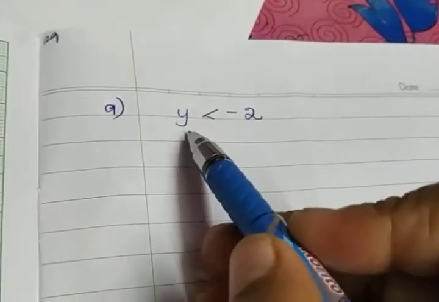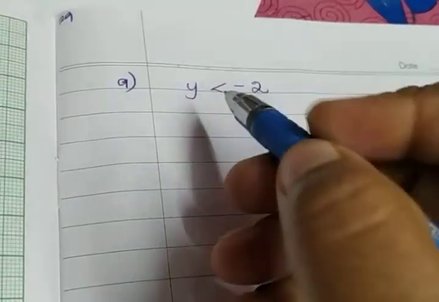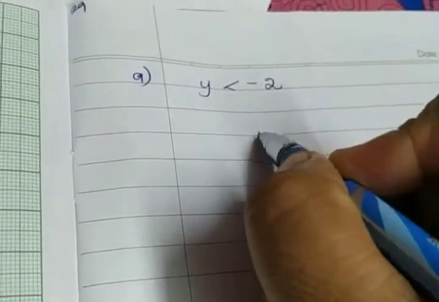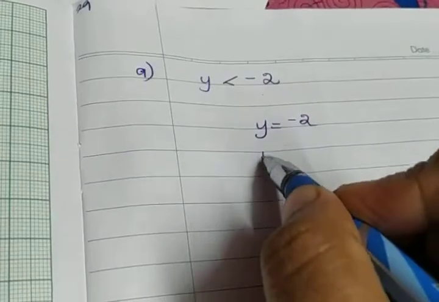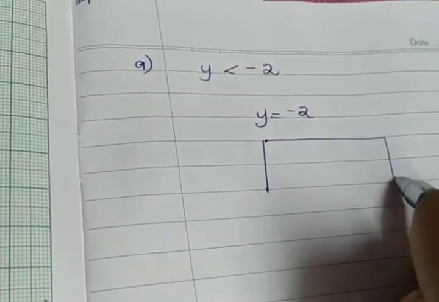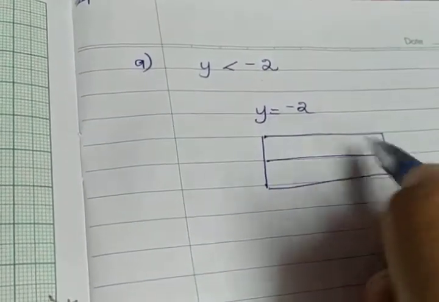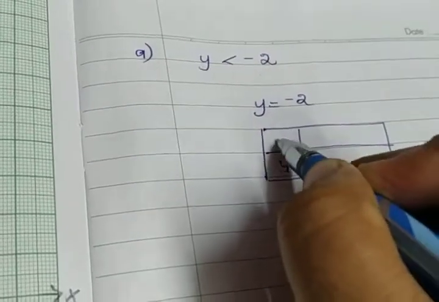So the next one is y less than minus 2. Okay, y less than minus 2. So we will take the equation y is equal to minus 2. If I want to do the table, the equation is y is equal to minus 2.